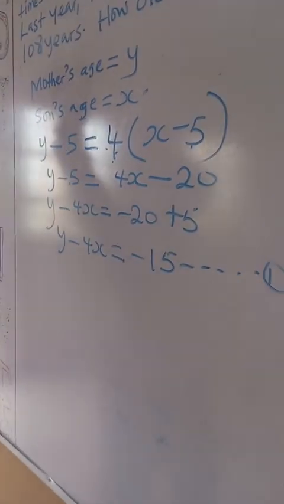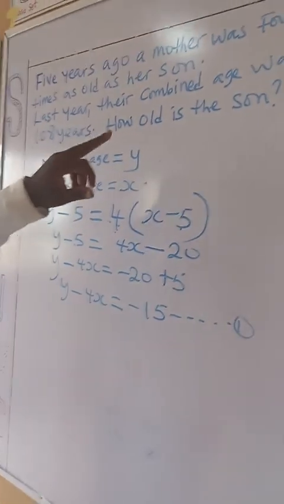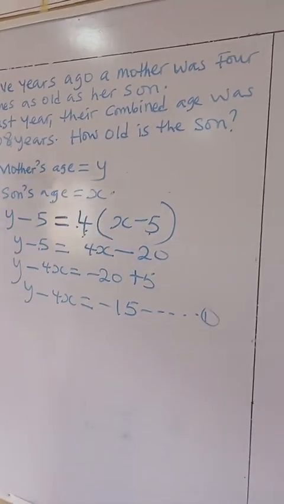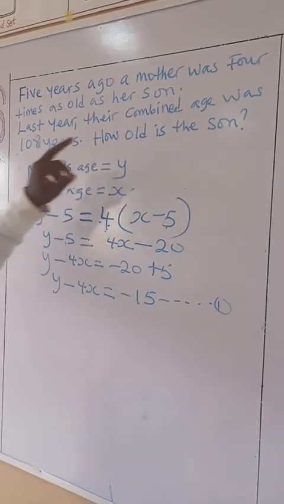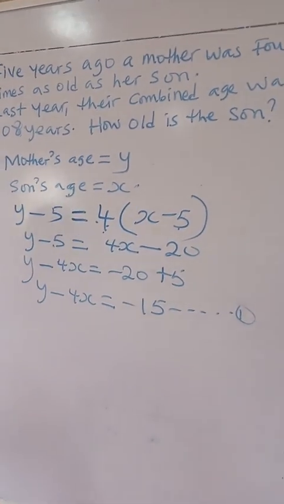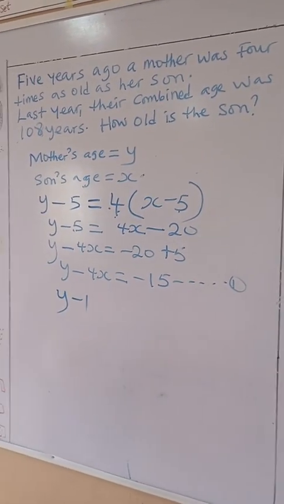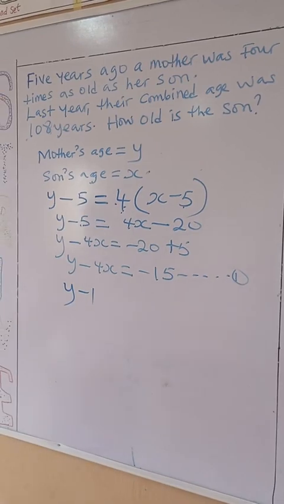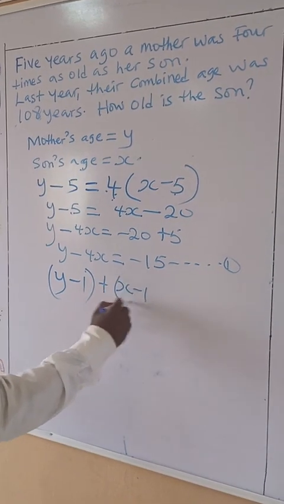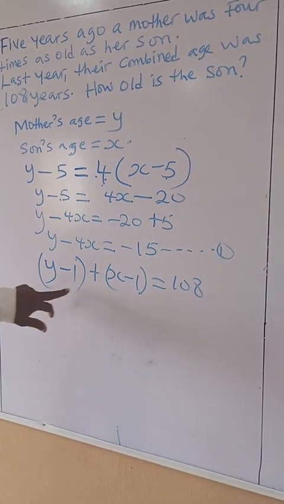Now let's look at the question again. The second statement says, last year their combined age was 108 years. How old is the son? Last year, the 1 has to be subtracted from that year. Last year, their combined age means the total addition of the mother's age and the son's age equals 108 years. y minus 1 plus x minus 1 gives 108. That is their combined age last year.